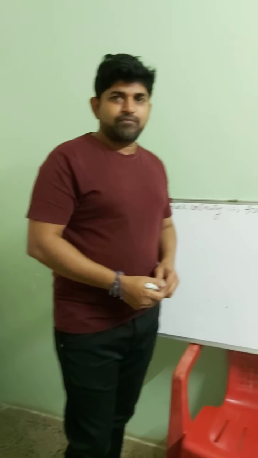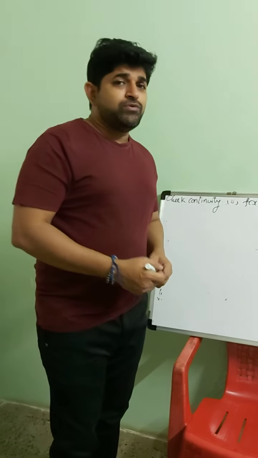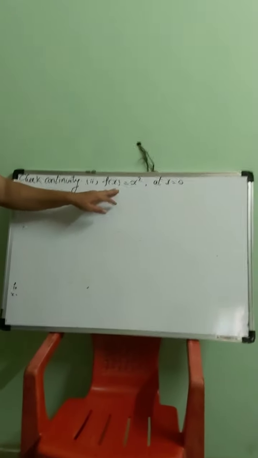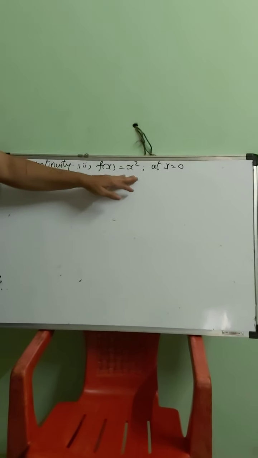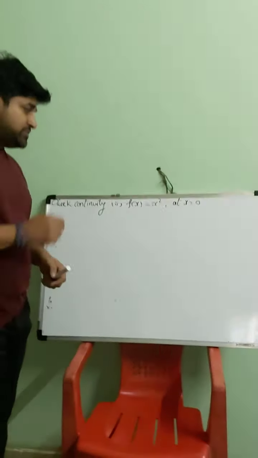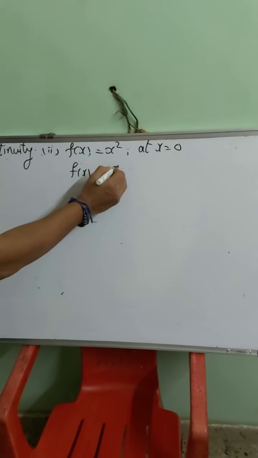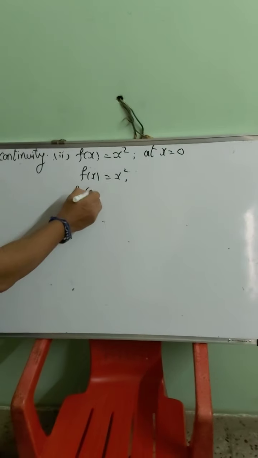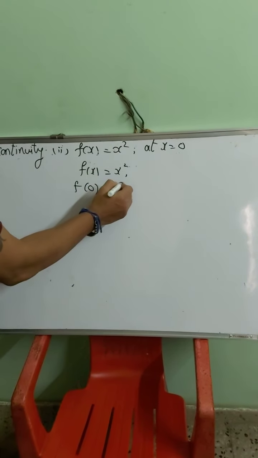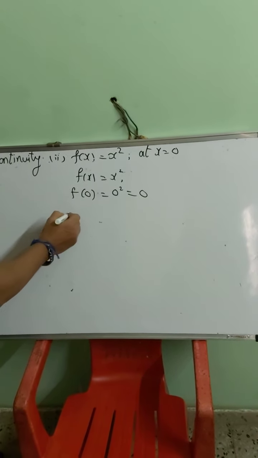Okay, now we are going to do the second sum, that is f of x equals x square. You have to check continuity for f of x equals x square at x equals 0. So as per the question, f of x is x square. So what is f of 0? We have to find at 0. 0 square is 0. Okay, first thing we have done.